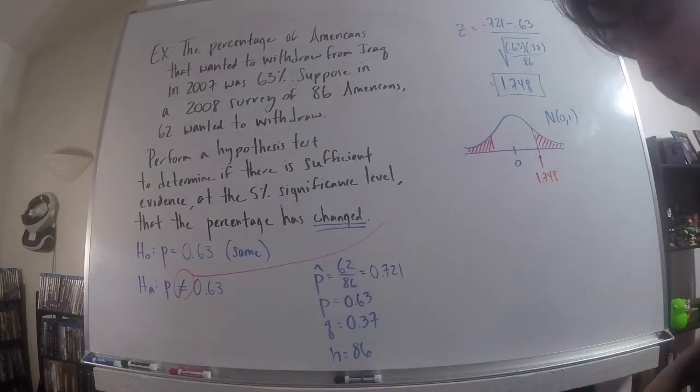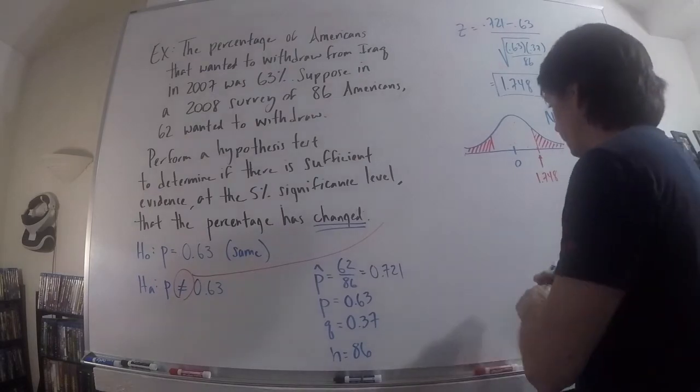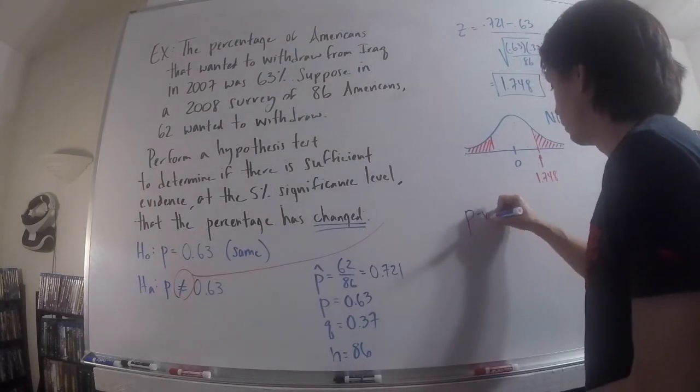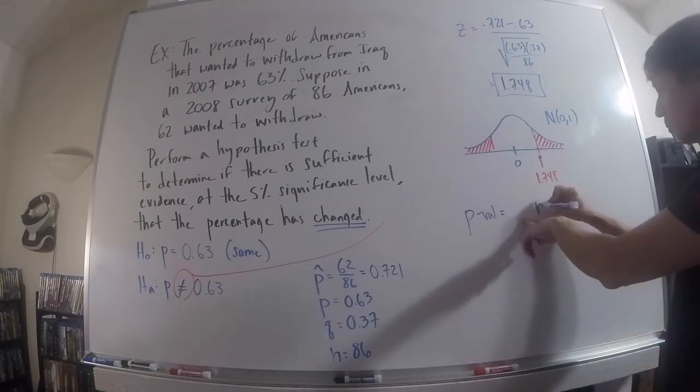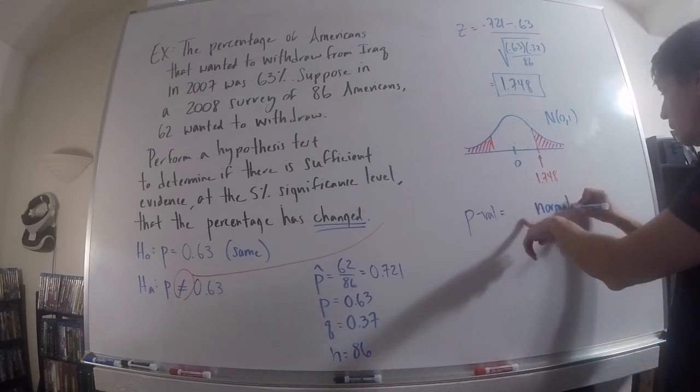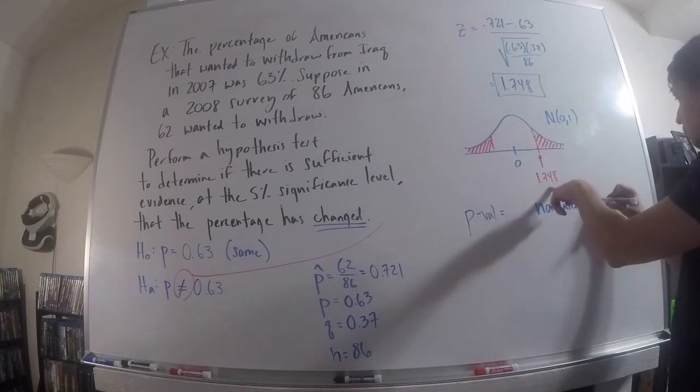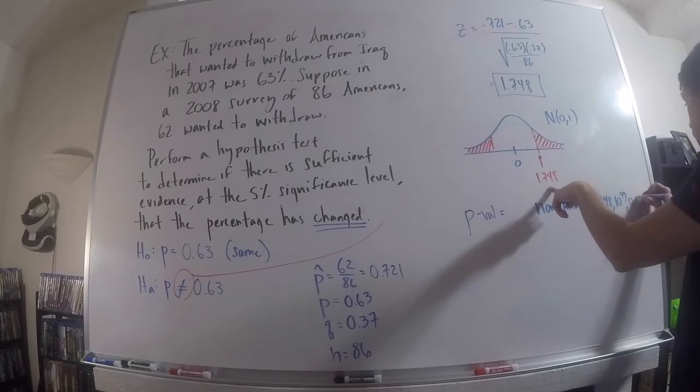All right, anyway, my p-value is going to be doing this tail probability, so I'm leaving some space here for something. Normal CDF, 1.748, 10 to the 99, 0 and 1.